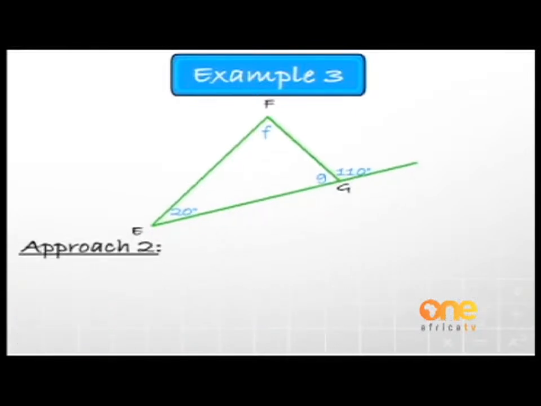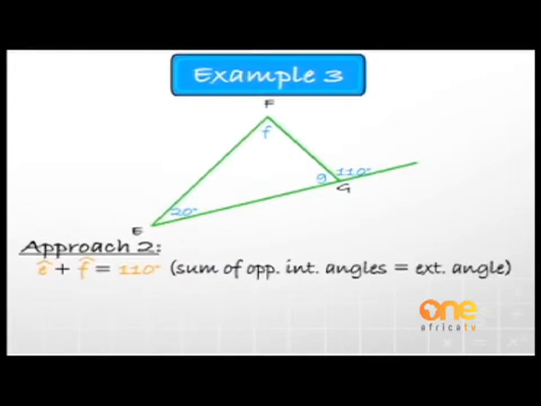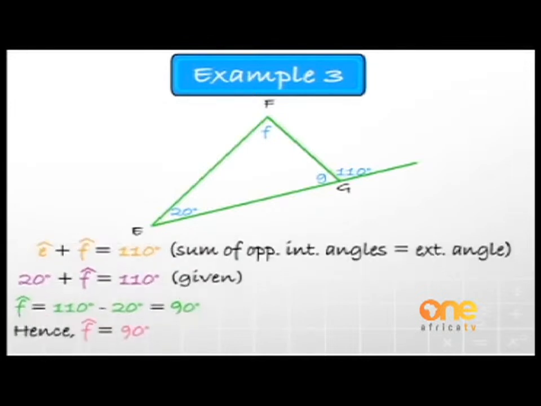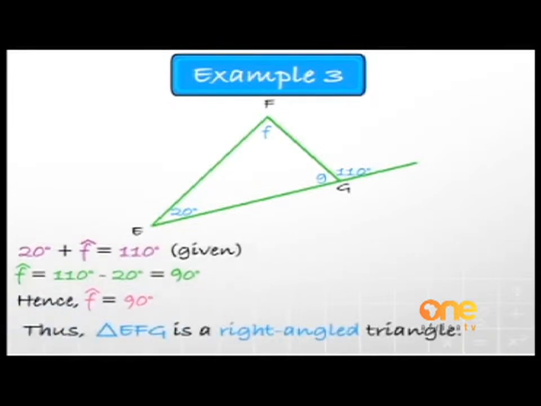Now we look at approach 2. We know that angle E plus angle F is equal to 110 degrees because the sum of the opposite interior angles within a triangle equals the exterior angle of that triangle. This implies that 20 degrees plus F is equal to 110 degrees because it has been given that angle E is equal to 20 degrees. This implies then that F is equal to 110 degrees minus 20 degrees, which is equal to 90 degrees. Hence, angle F is equal to 90 degrees. Thus, triangle EFG is a right-angled triangle.